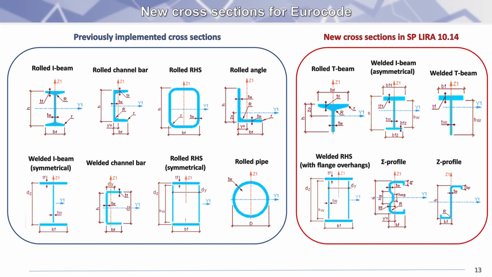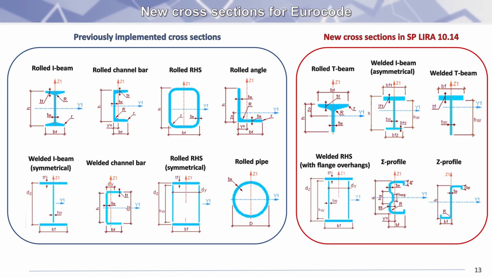New version of SP LIRA 10 includes an expanded list of the cross-sections used in design analysis according to Eurocode. The list of available cross-sections is shown on the slide. The new cross-sections will enable the engineer to expand the range of solved problems, both in calculation and in their design of building structures.